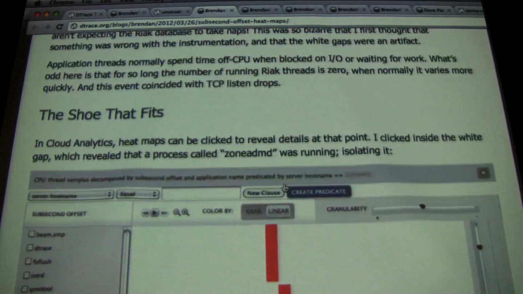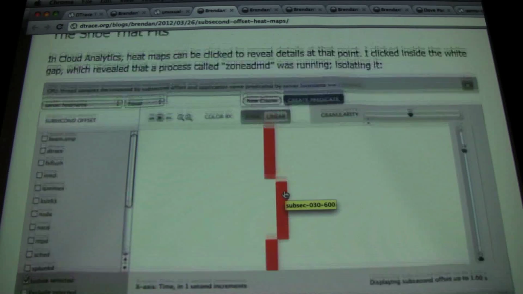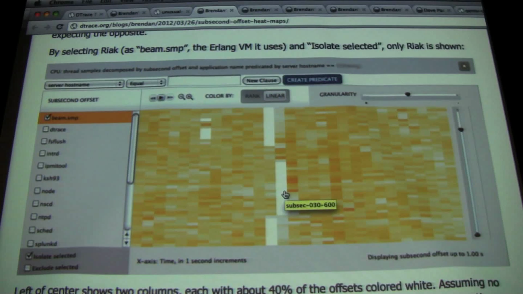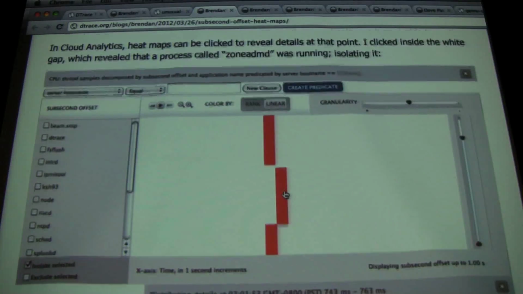It was because Zone ADMD scans memory to manage memory. It needs to understand the size. And it grabbed the address space lock. React was using Bitcask that does heaps of mmaps and munmaps, and it immediately needed that address space lock, and so React blocked. Since React at that point was tens of gigabytes in size, it takes Zone ADMD a long time to scan its memory pages and then release that address space lock. So identified using sub-second offset heat maps.